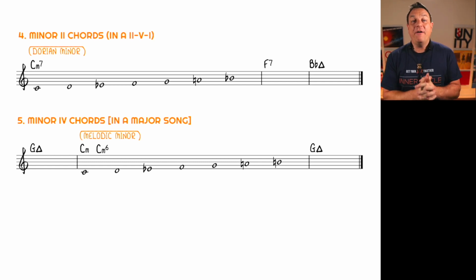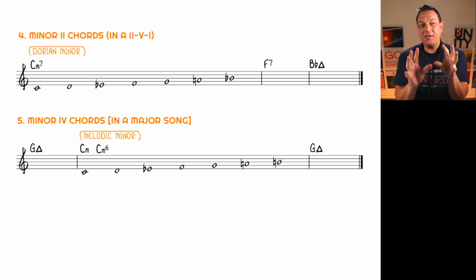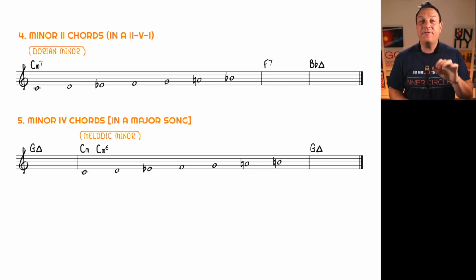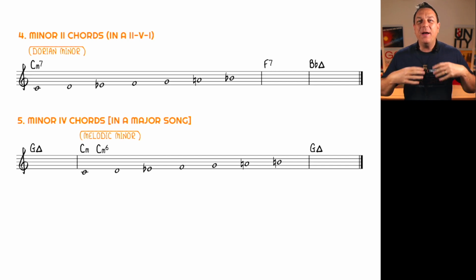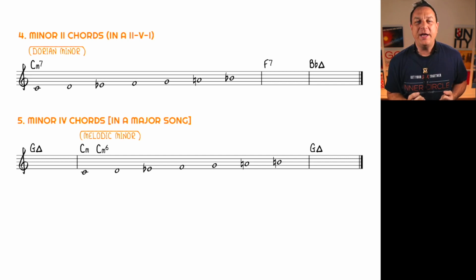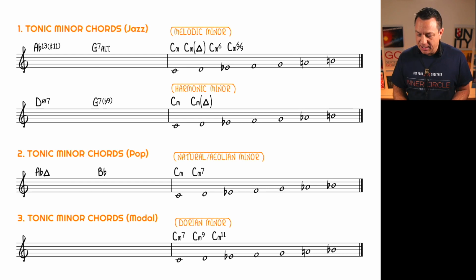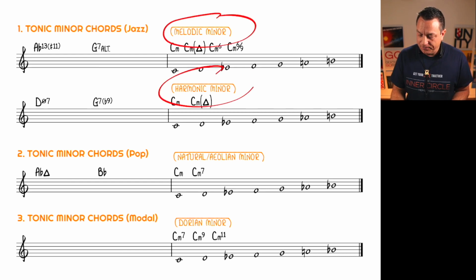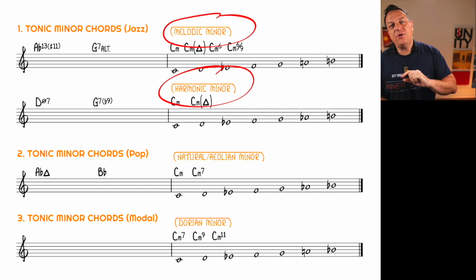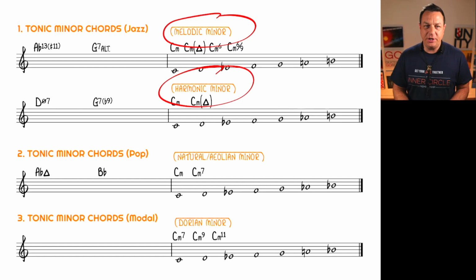So let's have a final recap of the contexts that we've covered today. Bearing in mind that I've covered 5 contexts, there are many more, but at least these main 5 will get you started. First of all, if you have a tonic minor chord, in other words, a 1 chord, and you're in a jazz context, you can choose between the melodic minor and the harmonic minor. If the chord symbol specifies a 6, then you're going to have to use the melodic minor. If it doesn't, you can choose.